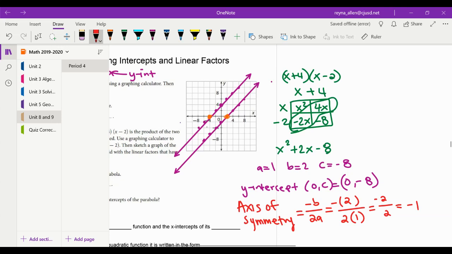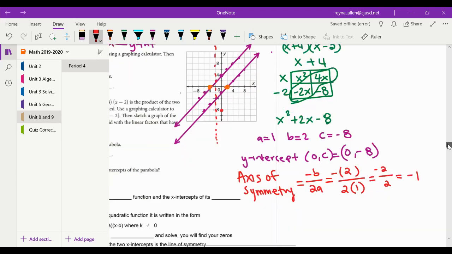Let's start putting this on our graph. We have a y-intercept of -8, so there's a dot there. There's going to be a dotted line through x = -1. So dotted line.